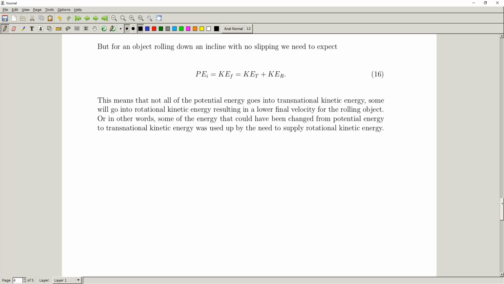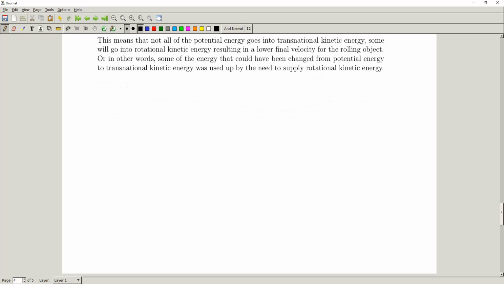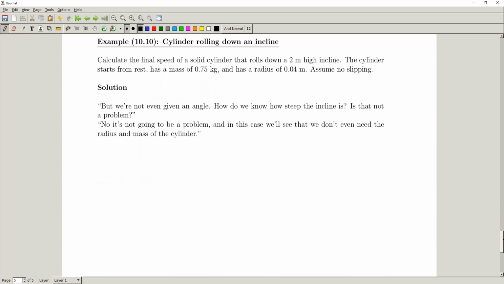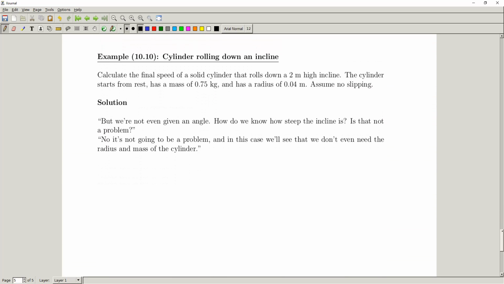So some of the energy that we would have thought of going from potential energy to translational kinetic energy can now be used up in the form of rotational kinetic energy. So we lose some of that additional kinetic energy that we might have had, right? So let's take a look at an example here that'll hopefully clear this up a little bit.